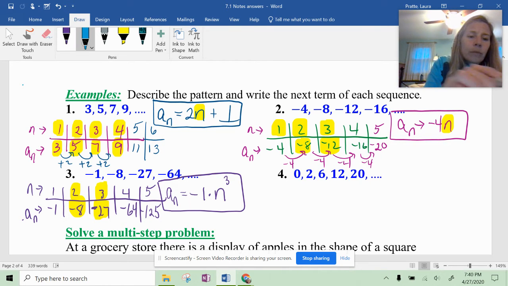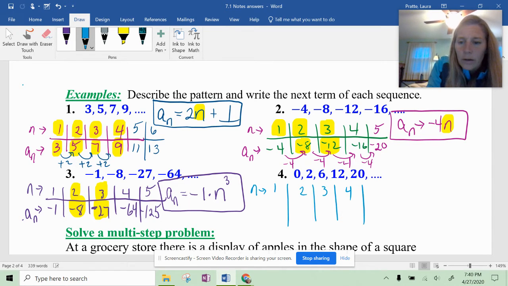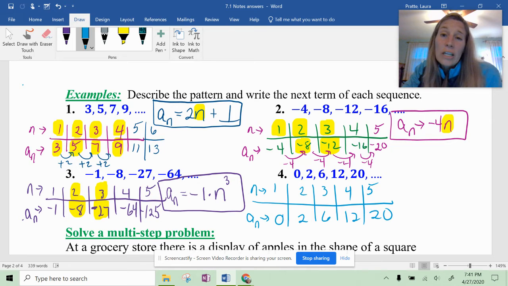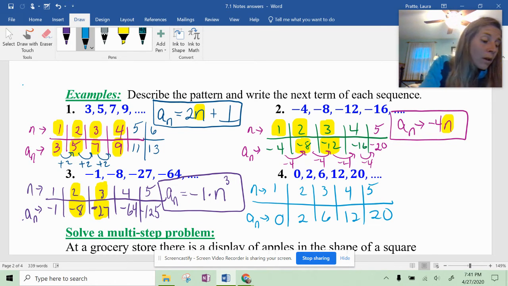Okay, so let's take a look at number 4 now. So my n values are 1, 2, 3, 4, and they're actually giving us the 5th term as well here. And we have 0, 2, 6, 12, and 20. All right, so for this one, obviously adding 2, adding 4, adding 6. So we see that we're adding, but the number's changing each time. So there's still a pattern there, but it's not going to be a linear pattern. When the number that you're adding by is increasing, there's going to be some kind of exponent or multiplication involved there.